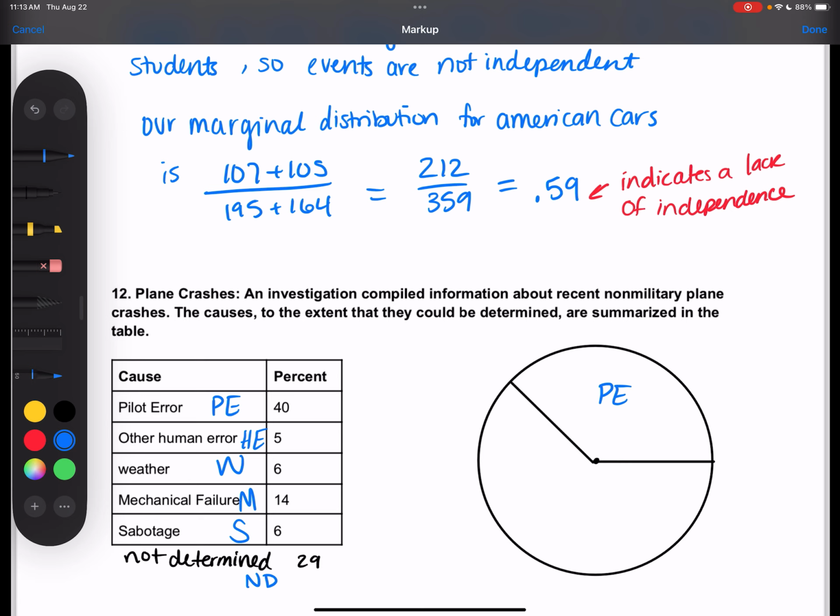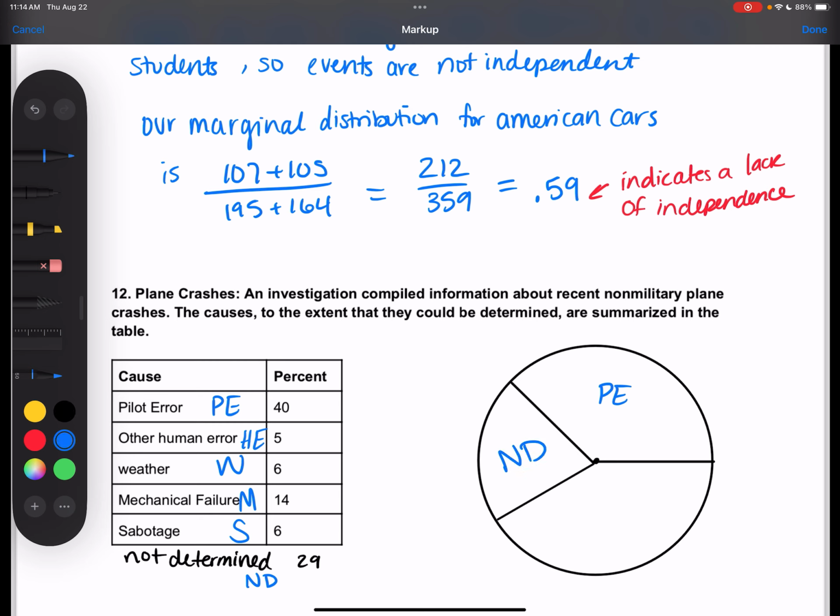And then, since not determined was such a big piece, I'm going to do that one next. I like to do the biggest to the smallest. That way I can divide up my remaining area into the little small chunks. So basically almost 30%, so that should be like 10. Oh, that wasn't it. That might be a little off. Let me move it down. I don't know. We're going to just say that that's good.